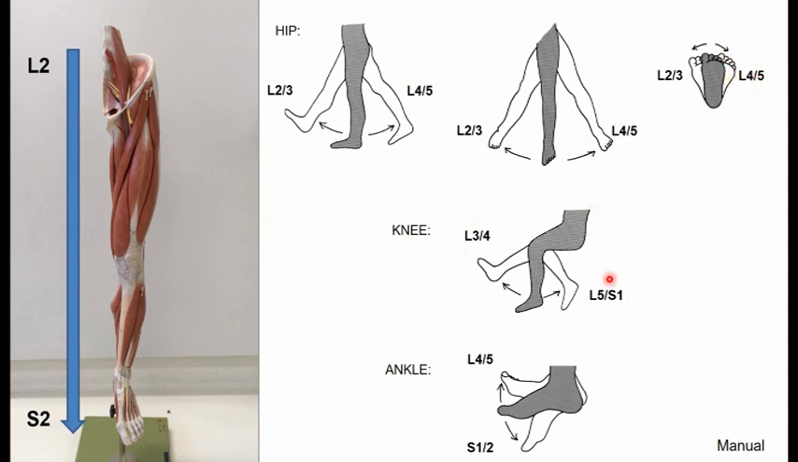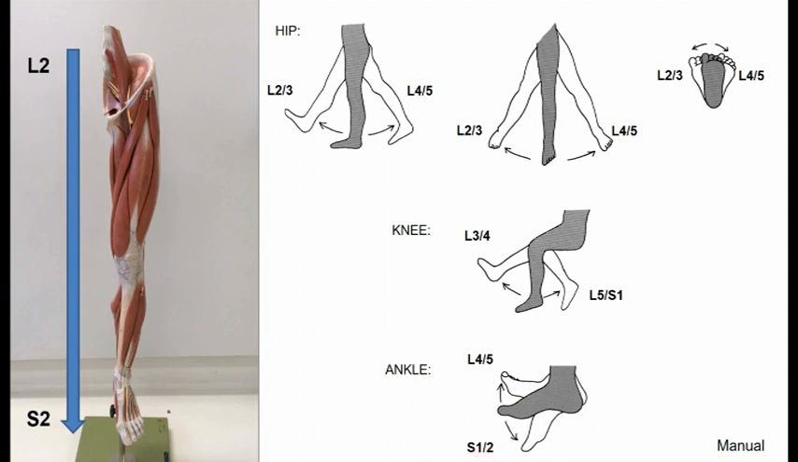Here at the knee, it's telling us that the knee extensors are innervated by L3 and 4, whilst the knee flexors are innervated by L5 and S1. And finally, at the ankle, it's telling us that the ankle dorsiflexors are innervated by L4 and 5, and the ankle plantarflexors are innervated by the S1 and 2 spinal levels.